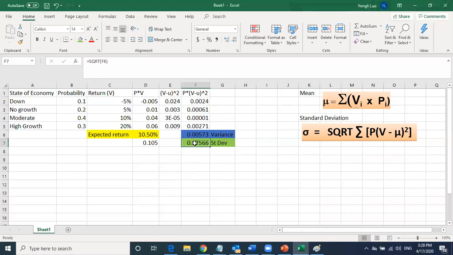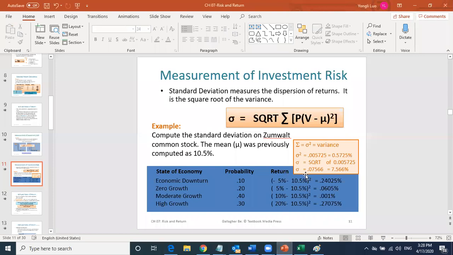The standard deviation, which is used to measure the risk. So we can change it to percent. Change it to percent. Okay, the 7.57%. Now you go back to see the standard deviation 7.567%. We have the variance.